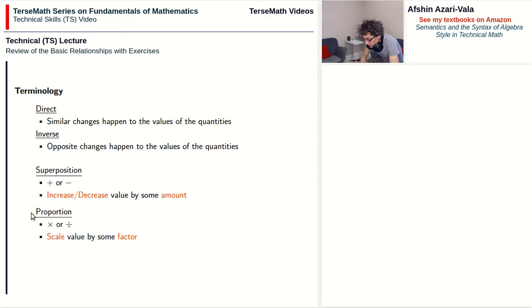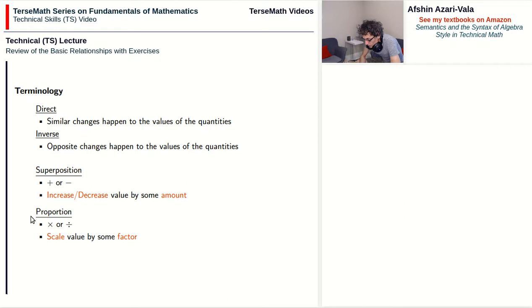Increasing or decreasing a value in the case of superposition happens through additions and subtractions. So we add the same amount to both quantities. We subtract the same amount from both quantities. Sometimes we may add a certain amount to one quantity and subtract the same amount from the other quantity. So they both may get added, you may subtract the value from both, or you can add a value to one of them and subtract the same value from the other one.